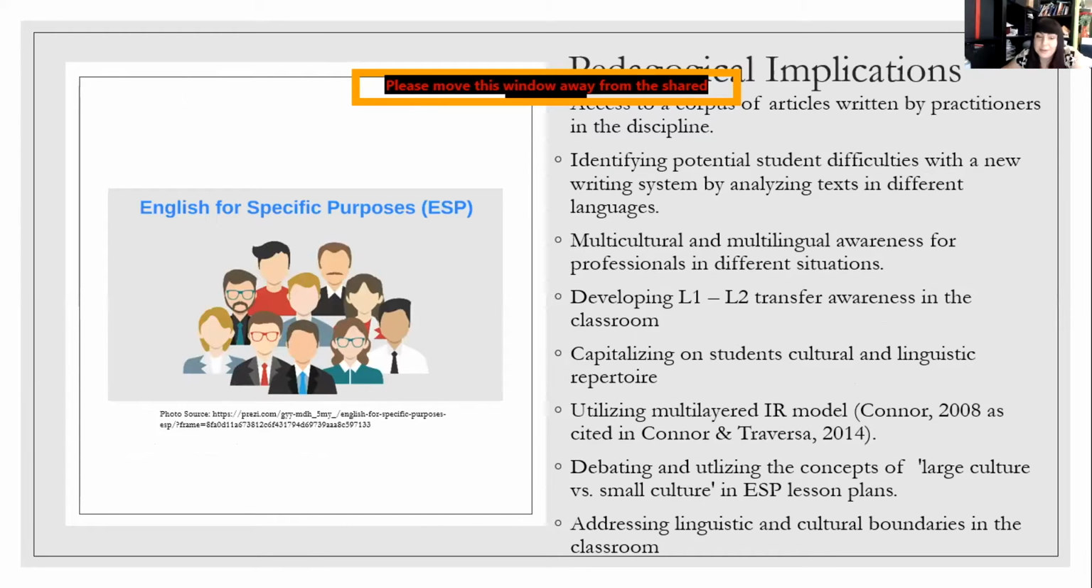Thank you so much, Sue. In this slide, we'll discuss pedagogical applications. As a result of introducing the intercultural rhetoric approach in their classroom, English for specific purposes teachers and advanced learners can compare their own organizational habits and lexical and grammatical choices to a corpus of articles written by practitioners in the discipline. They also can benefit from corpora of discipline-specific texts in different languages to identify potential problems their students may face while they transition to their new writing system.